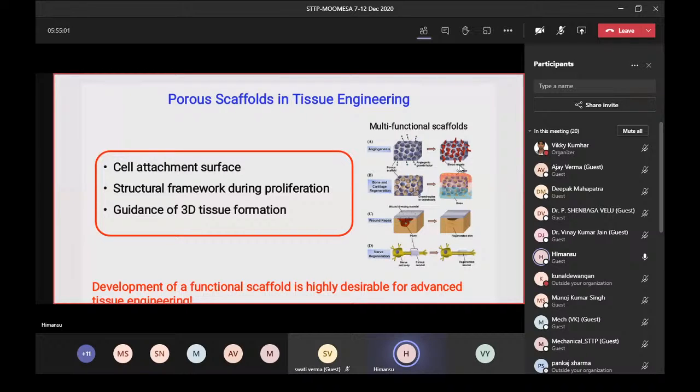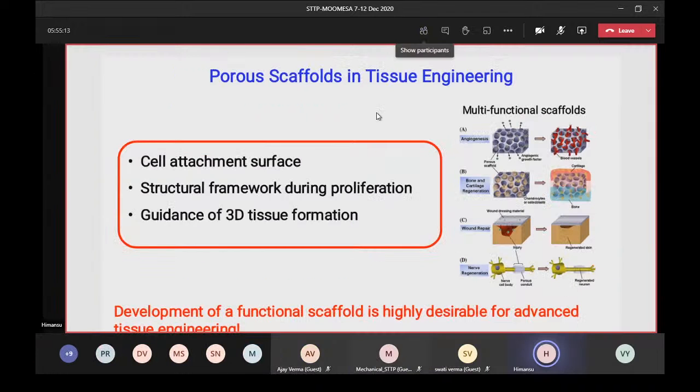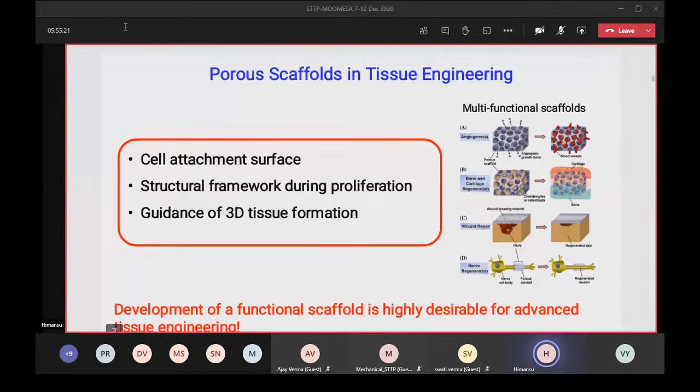For example, the first one you can see, the scaffold is meant for angiogenesis. What does angiogenesis mean? It is about creating blood vessels via scaffolds. The second one is bone cartilage regeneration, the third one is wound repair, and the fourth one is nerve regeneration. So various kinds of porous scaffolds can be used for tissue engineering.